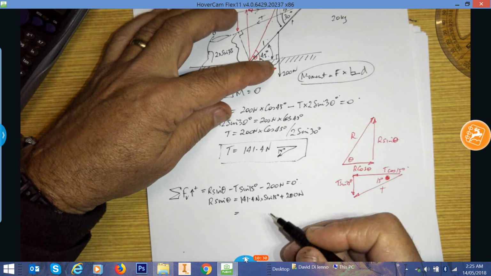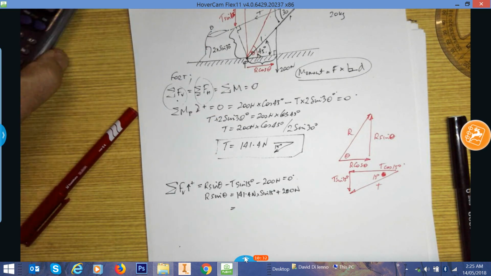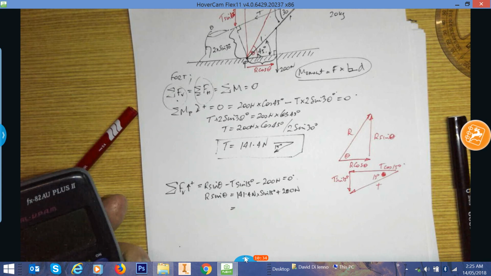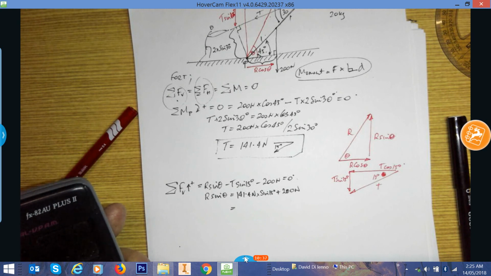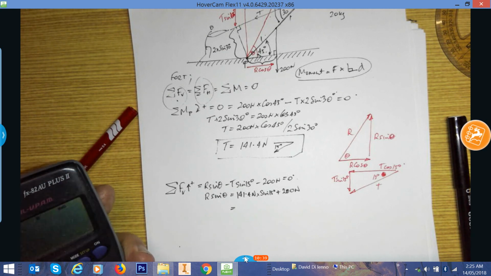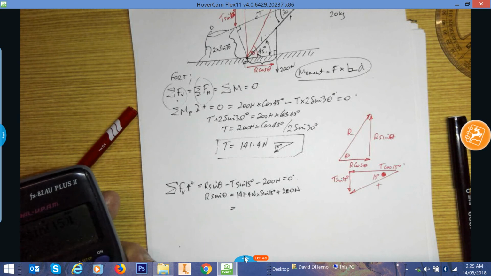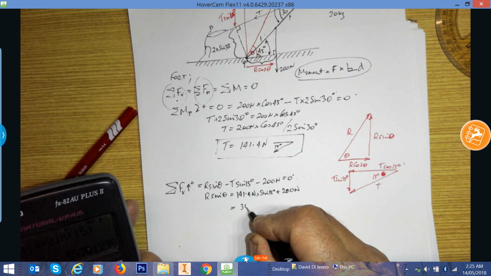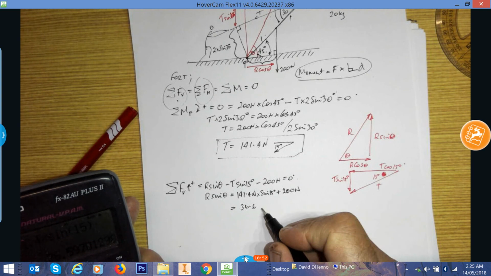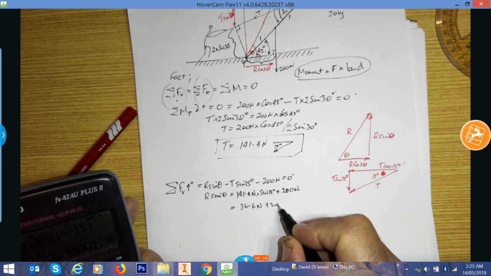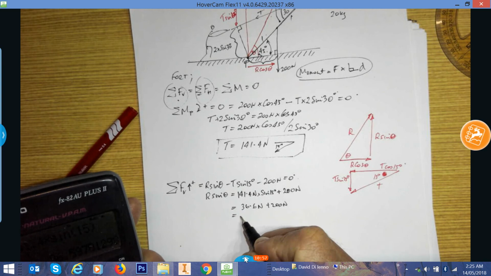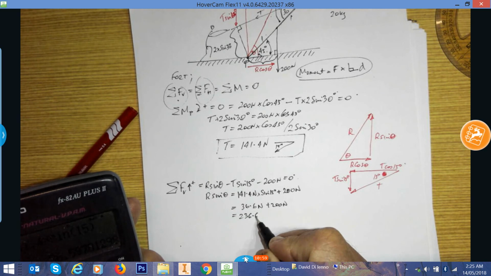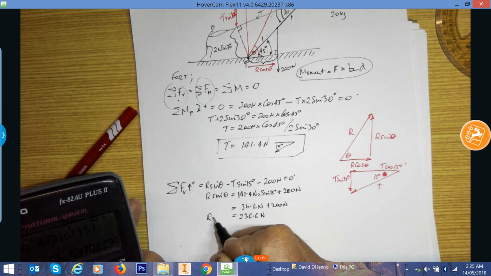So R sine theta is going to equal, doing some maths over here, 141.4 times sine of 15 degrees, that equals 36.6, so 36.6 newtons plus 200 newtons, grand total 236.6 newtons, and that's R sine theta.